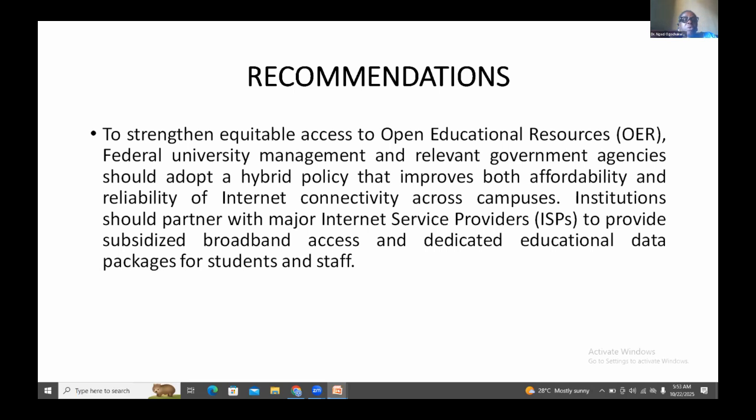The study then recommended that, to strengthen equitable access to open educational resources, federal university management and relevant government agencies should adopt a hybrid policy that improves both affordability and reliability of internet connectivity across campuses. Institutions should partner with major internet service providers to provide subsidized broadband access and dedicated educational packages for students and staff in the federal universities in Southeast Nigeria. Thanks for listening.